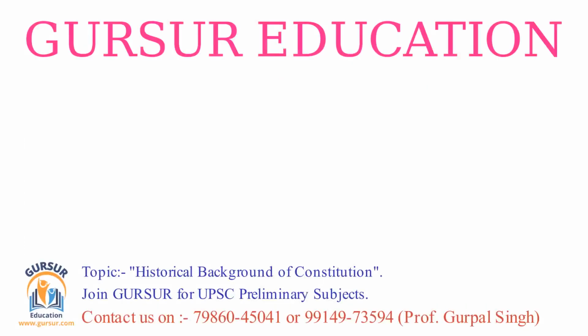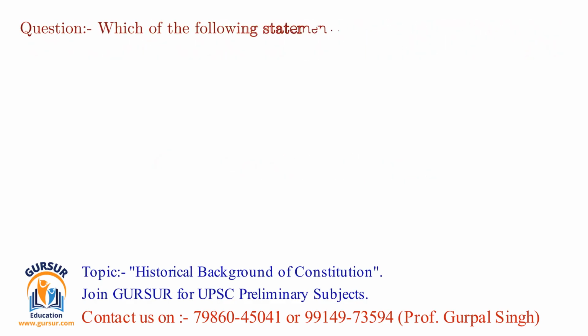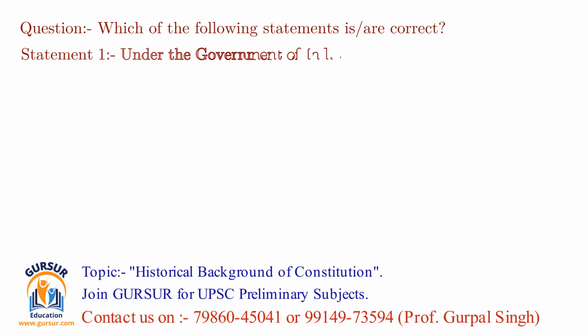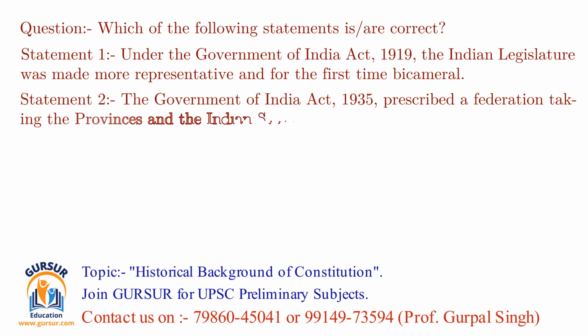The question number 1 is: Which of the following statements is or are correct? Statement 1, under the Government of India Act 1919 the Indian legislature was made more representative and for the first time bicameral. Statement 2, the Government of India Act 1935 prescribed a federation taking the provinces and the Indian states as units.